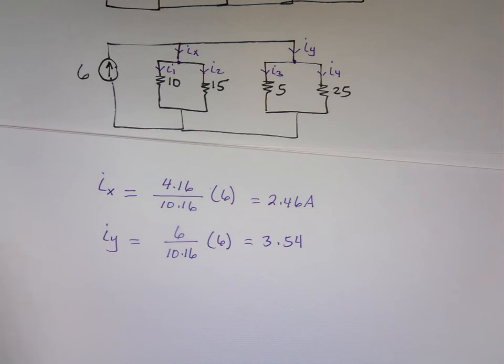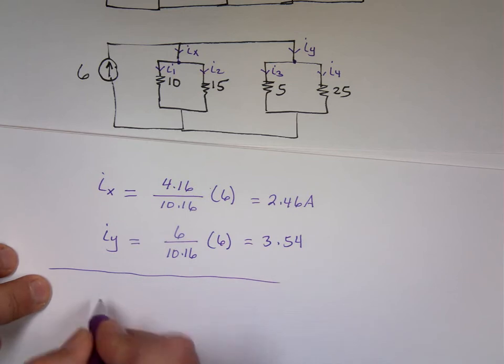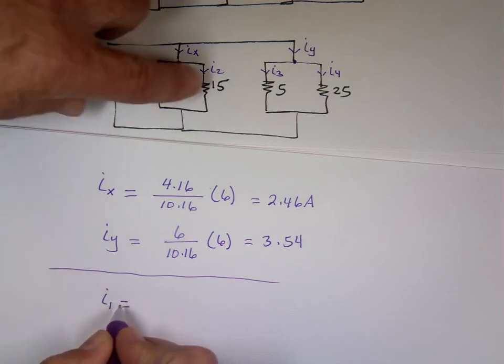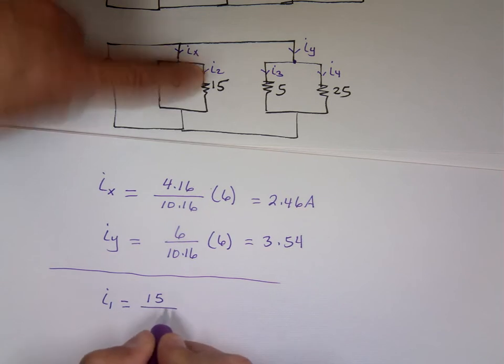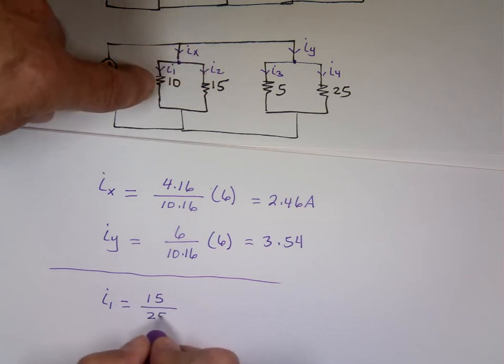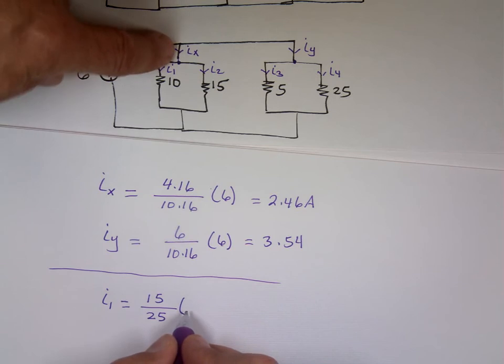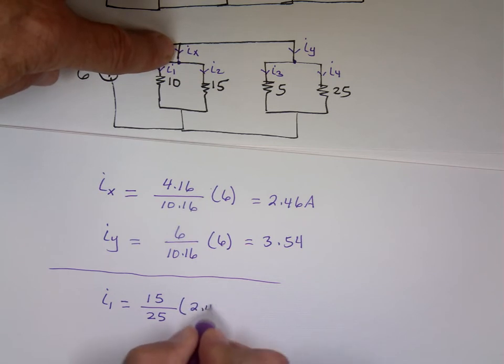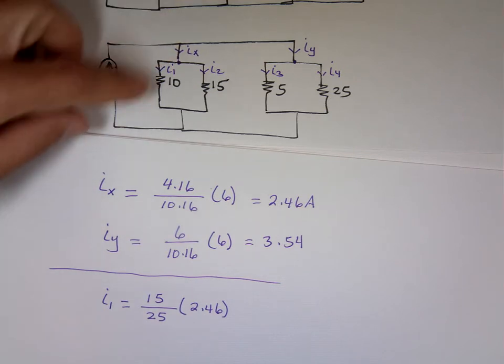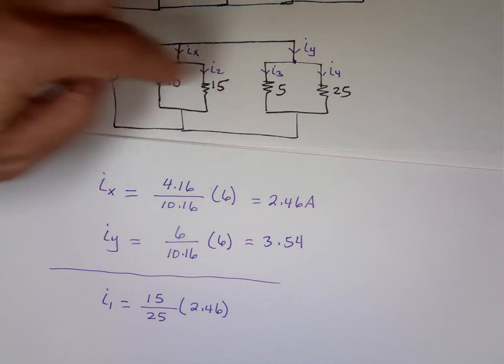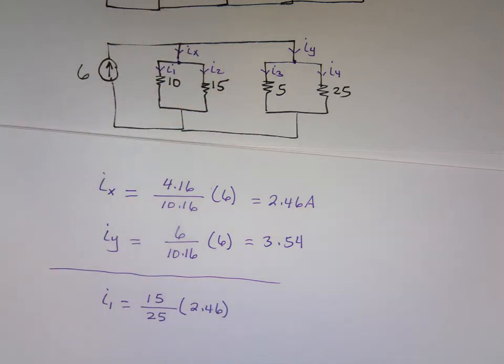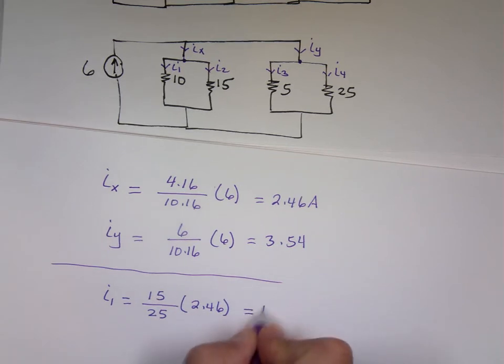So now, I sub 1 is going to equal to 15 over the sum of them, which is what? 25 times I sub x. What is I sub x? 2.46. I'm looking for that current. So it's that resistor over the sum of these times the current entering the node, which is 2.46. So 2.46 times 15 divided by 25. 1.48 if I use 2 decimal places.